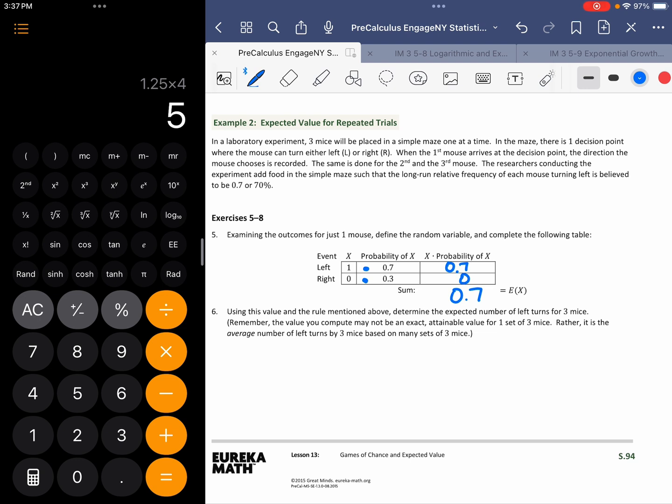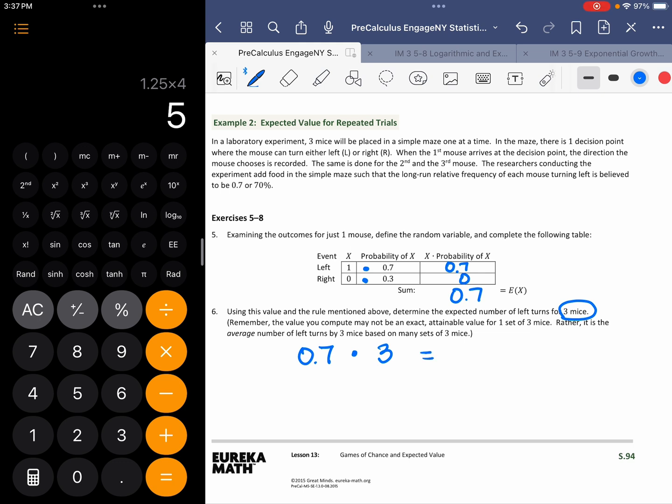Now again, that doesn't really make a whole lot of sense if we're just talking about one mouse. But if we observed lots and lots and lots of mice making a decision, we would expect on average 0.7 left turns per mouse. So let's determine the expected value of left turns for 3 mice. So if we use that same strategy from above, I can just take that expected value for 1 mouse, which was 0.7 left turns, and multiply that expected value by 3.